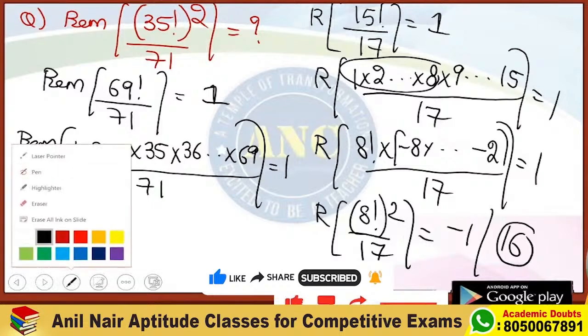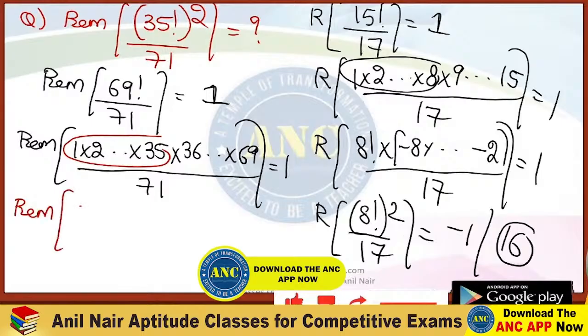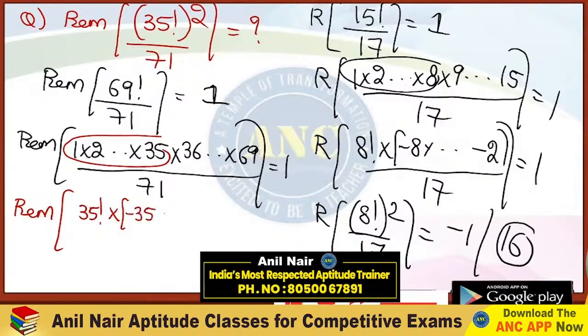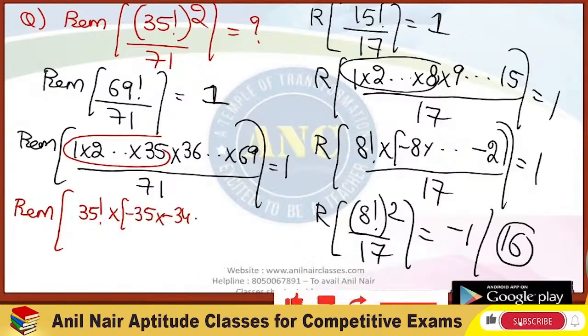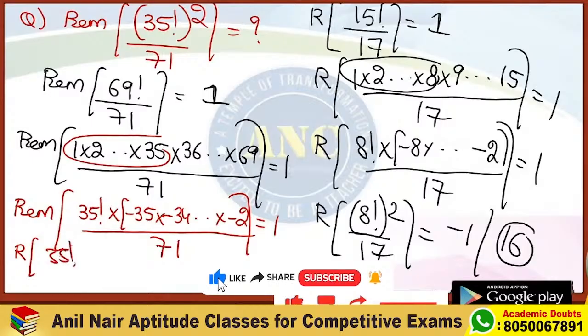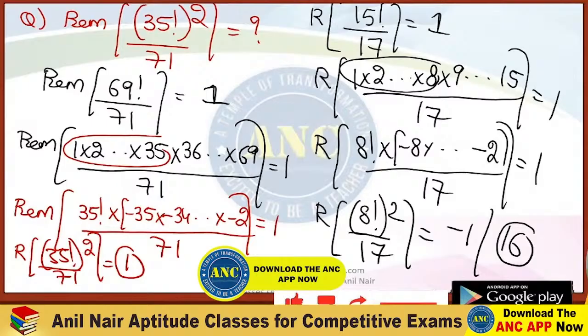Till here clear, right? Now 1 into 2 till 35 is nothing but 35 factorial. Then 36 by 71 is minus 35, minus 34, up to 69 by 71 is minus 2, divided by 71 it is 1. From 2 to 35, 34 negatives are there. So it is nothing but 35 factorial whole square divided by 71. The answer is 1.